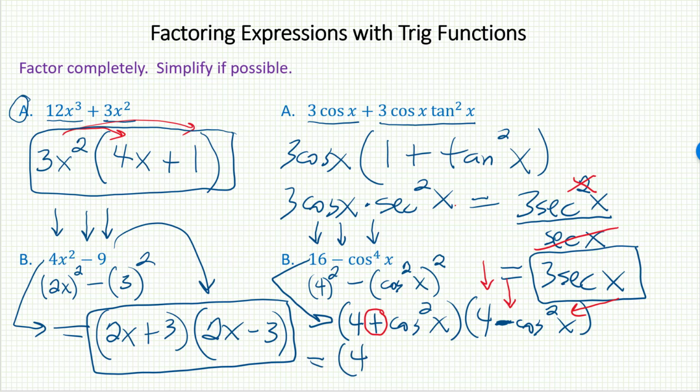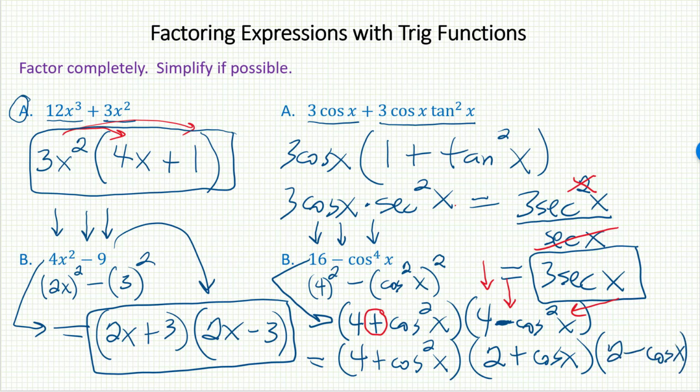Again, I can't change the first one. But this can be factored now. A plus b, a minus b. A would be 2. 2 times 2 is 4. B would be cosine x, because if I square that, I get cosine squared x. And then a minus b, 2 minus cosine x. This whole thing then would be the final answer to the problem.